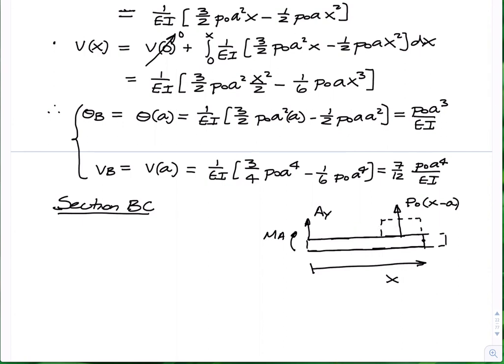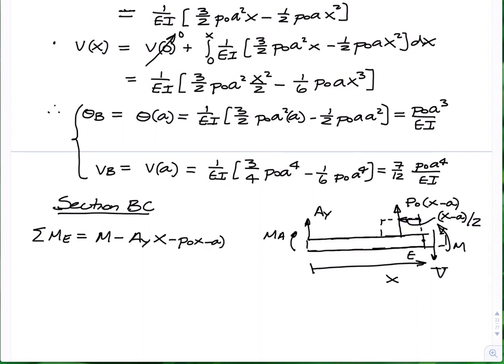I'm going to do a moment about E, where I've got a shear force V and a bending moment of M. So what I want to designate is this distance here, and that distance is going to be x minus a divided by 2. It's halfway in between. When I sum my moments about E to write down my equilibrium equation, I get M. I have AY. It has a moment arm of x. And then I have P naught x minus a, that's my force. And then my moment arm is x minus a over 2. For equilibrium, that's a 0.